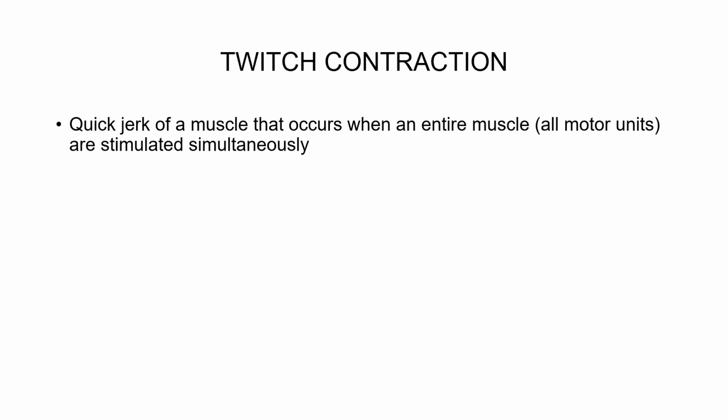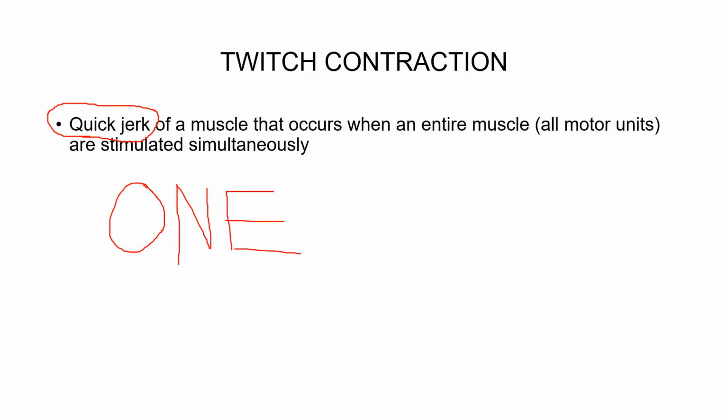Okay, so we have a few more types of contraction that we need to introduce. Number one is a twitch contraction, and you can see it's a pretty simplistic definition. It's a quick jerk of a muscle that occurs when an entire muscle is excited at the same time. So the key word here is jerk, a quick jerk, meaning it's singular. So a true definition of a twitch contraction is just one jerk of a muscle.